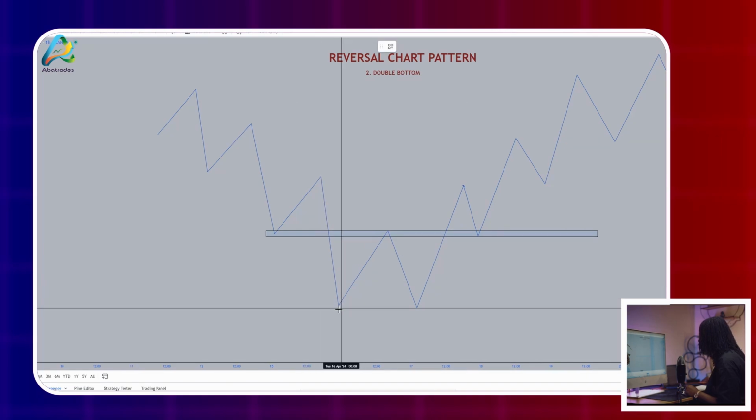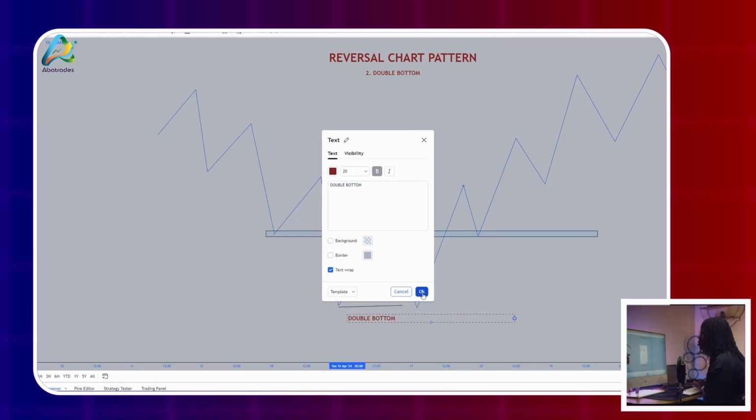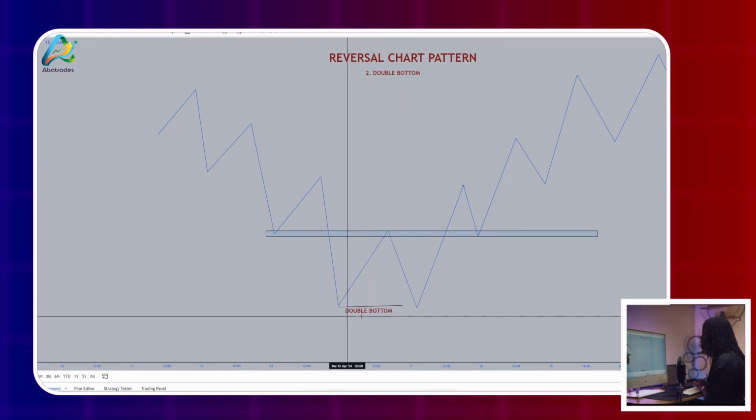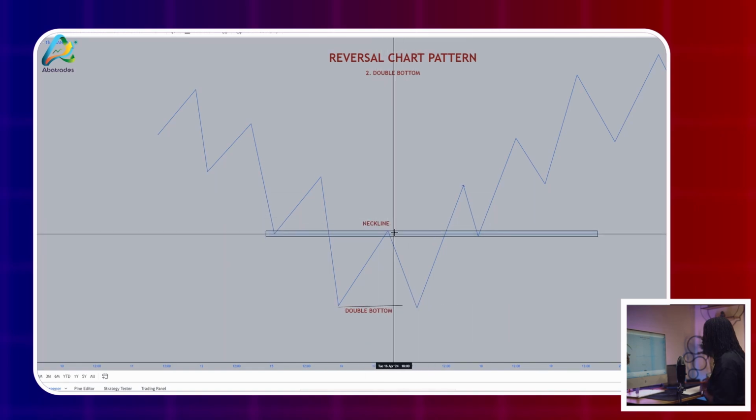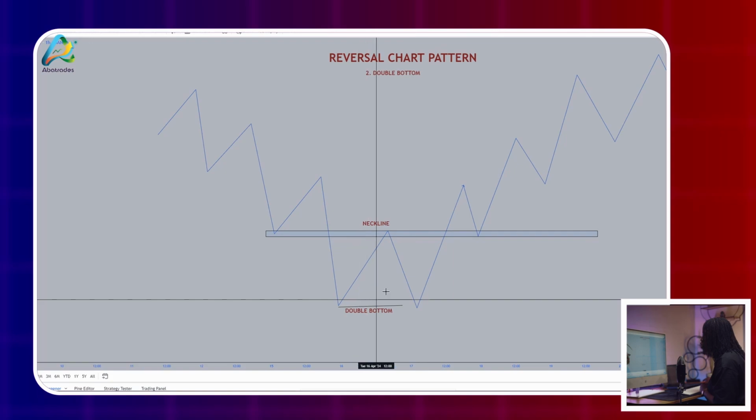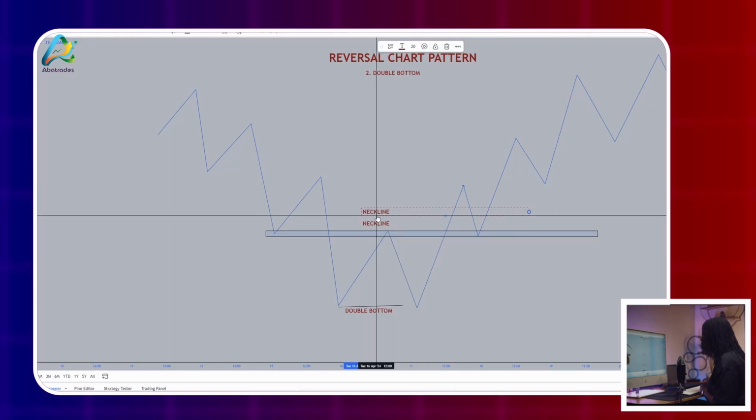So let me just indicate this so you have a clearer picture of it. This here is a double bottom. Okay, now we have the neckline right here. We can also call this neckline a resistance, because when the market got here, we realized that there was selling pressure which brought the market all the way down here. So we can also call the neckline a resistance zone.